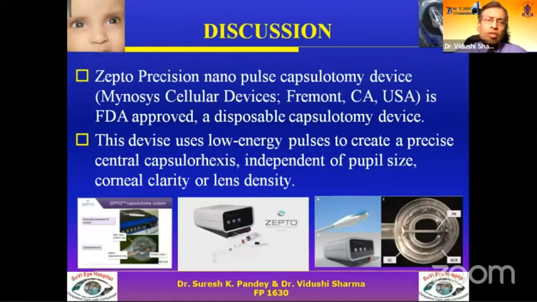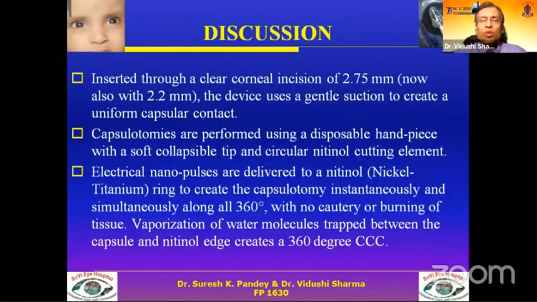So coming to the discussion, the Zepto precision nanopulse technology is an FDA-approved disposable capsulotomy device, which uses a low energy pulse to create a precise central capsular access independent of pupil size, corneal clarity, or lens density. This device can be inserted through a clear corneal incision of 2.75 millimeter. There is also a version which can be inserted through a 2.2 millimeter incision, and the device uses gentle suction to create uniform capsular contact.